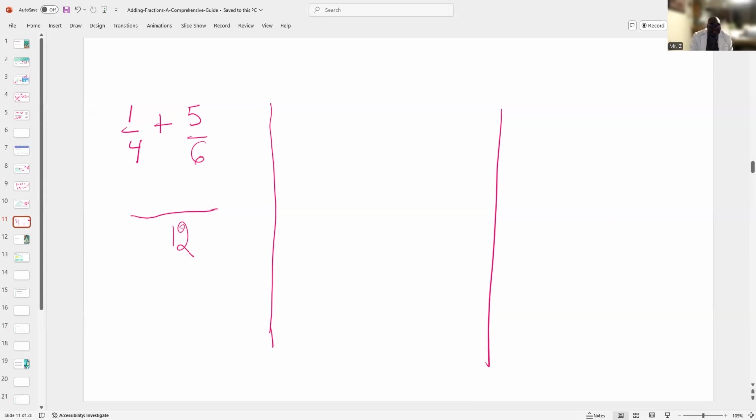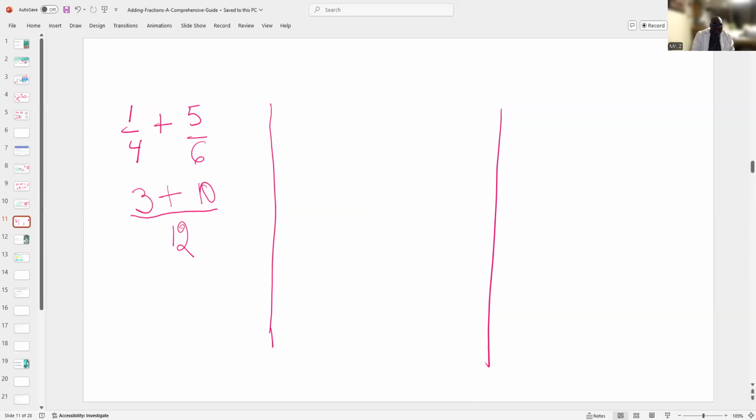Once I identify that, I will do 12 divided by 4. The answer that you get, you're going to multiply with the numerator. So we do 12 divided by 4, 3. 3 times 1 is 3. You put it right there. Now add that sign. 12 divided by 6 is 2. 2 times 5 is what? 10.